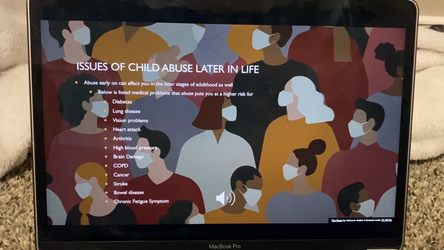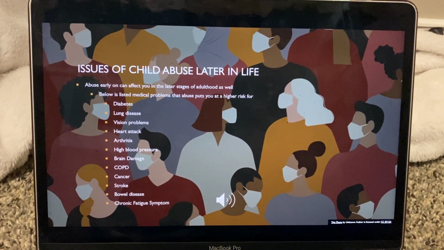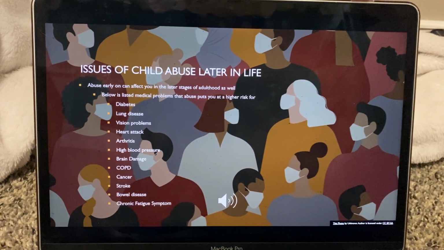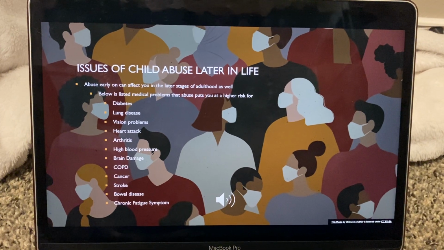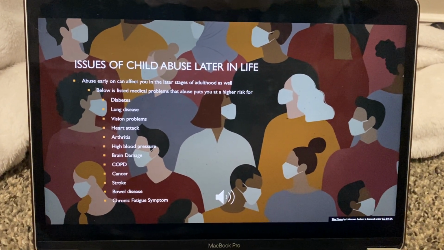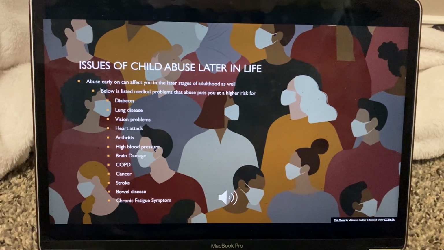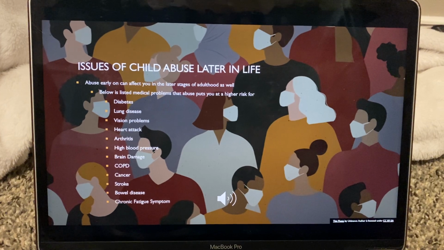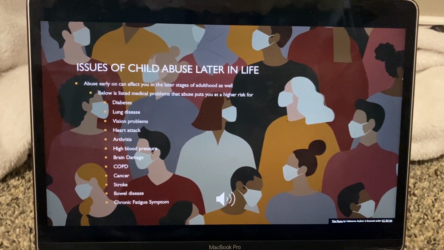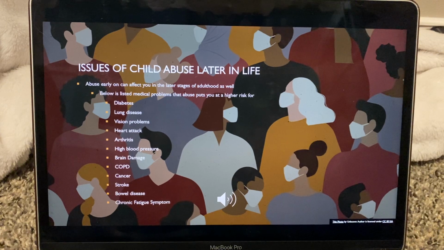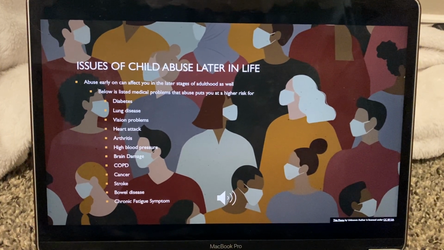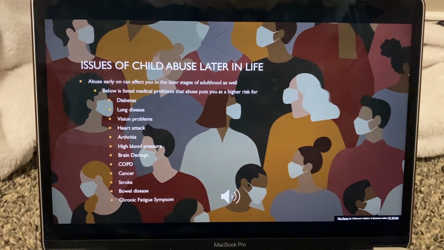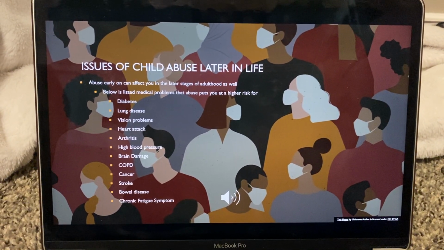Issues of child abuse later in life. Abuse early on can affect you in the later stages of adulthood as well. So here's a list of some medical problems that abuse puts you at a higher risk for: diabetes, lung disease, vision problems, heart attack, arthritis, high blood pressure, brain damage, COPD, cancer, stroke, bowel disease, and chronic fatigue syndrome. This is an interesting topic because of how abuse can affect you early on in life and give you not only psychological but medical problems in your adulthood stages as well.